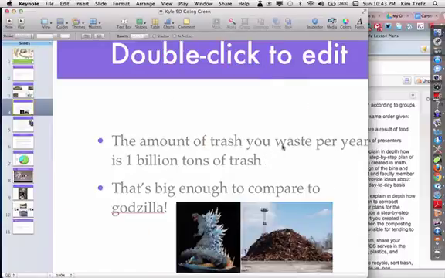All right, so the amount of trash you waste per year is 1 billion tons of trash. That's big enough to compare to Godzilla. Well, I'm not sure how big Godzilla is here, so I would need to know specifics for this to be effective.